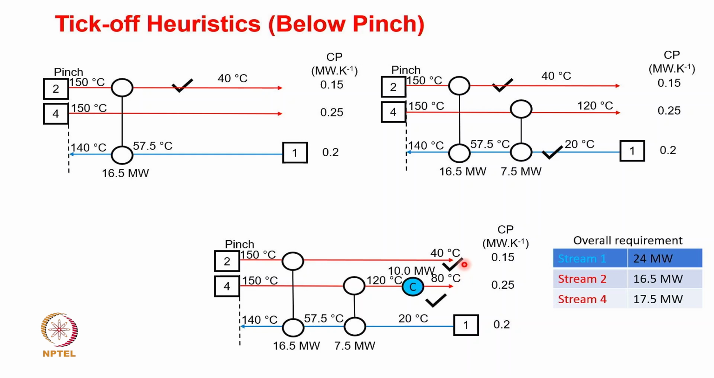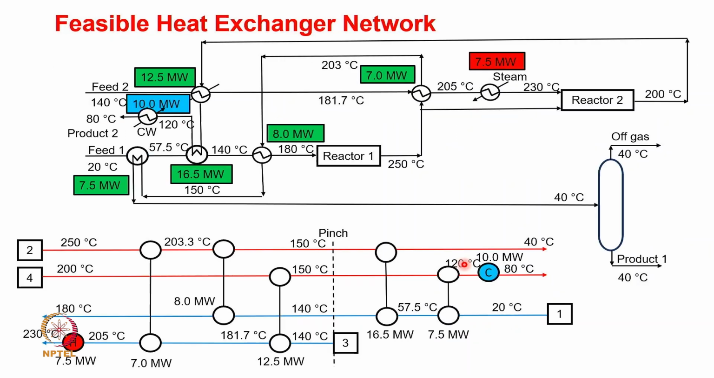So, once you have the analysis of above pinch and below pinch, we could just integrate them together. You place the below pinch connections and above pinch connections together, and you can integrate them and mark them back into the original heat exchanger network. So, this is how we design the entire heat exchanger network.